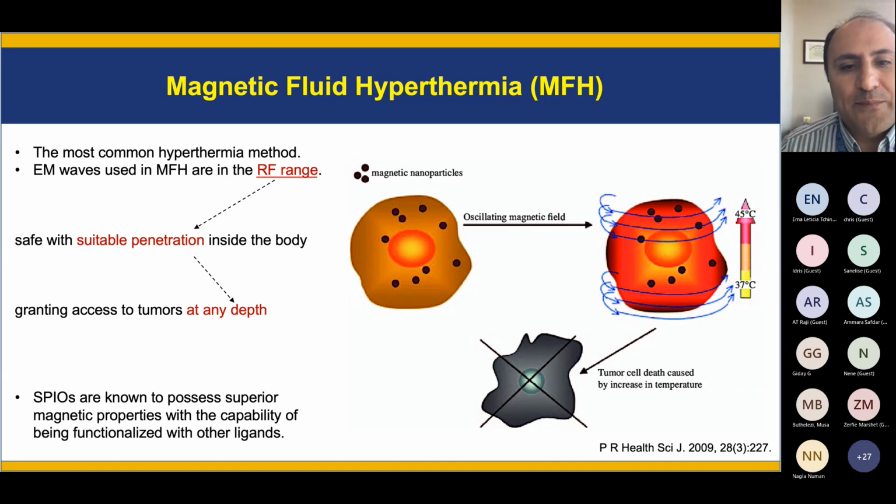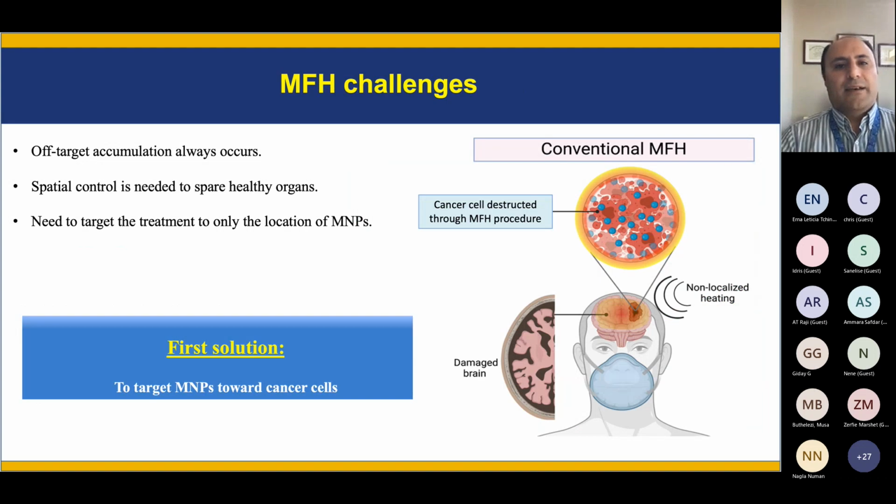But the limitation is again non-selectivity, because magnetic nanoparticles can be internalized by any kind of cells. So we should do some kind of targeting, and this is the main challenge that MFH, or magnetic fluid hyperthermia, has. For example, here, let's say this patient has a tumor in the brain, and we injected magnetic nanoparticles, and the nanoparticles are distributing in the tumor and also in normal brain tissue.